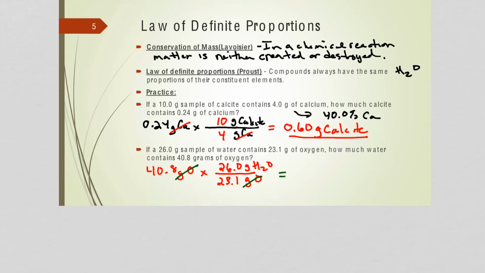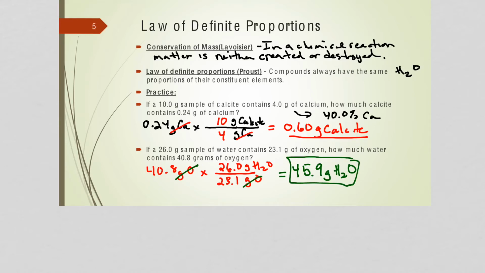And so if I go ahead and do the math here, keeping in mind significant figures, of course, I would get 45.9 grams of water would be needed in order to contain 40.8 grams of oxygen.